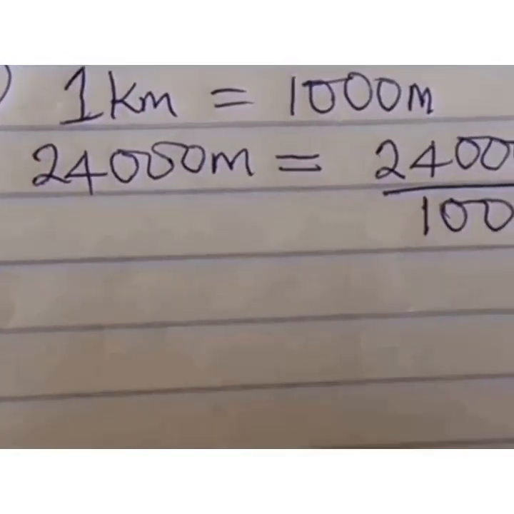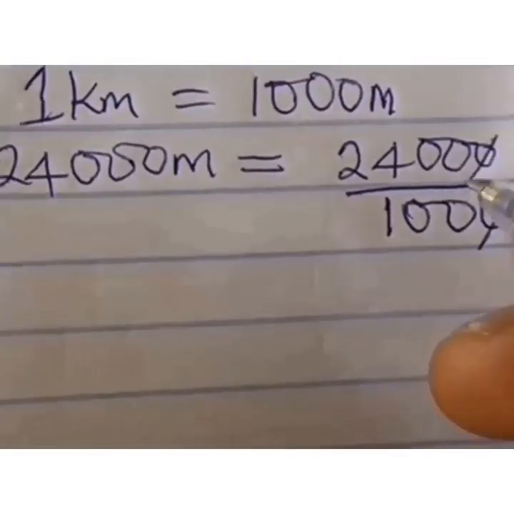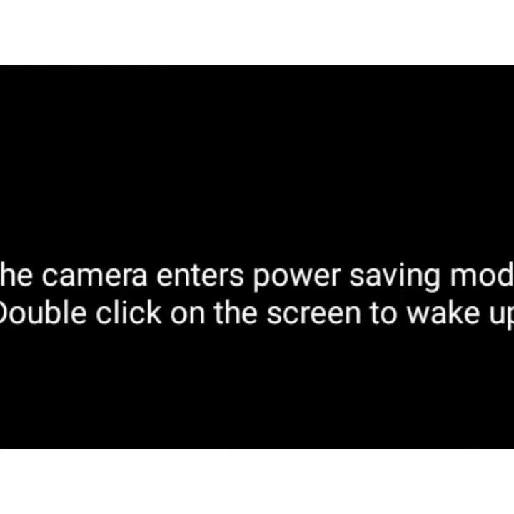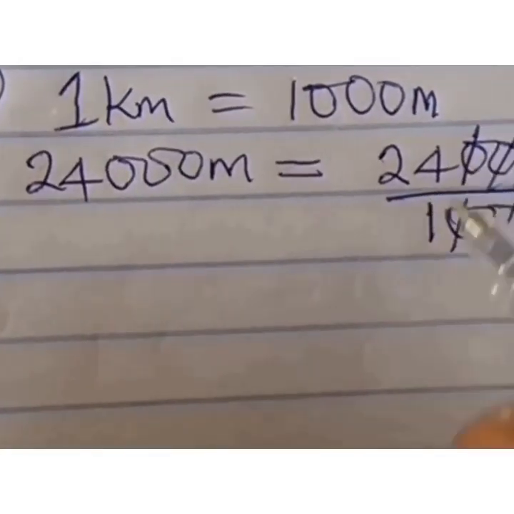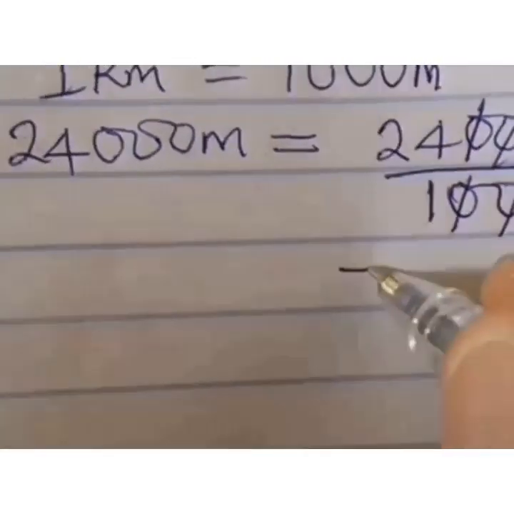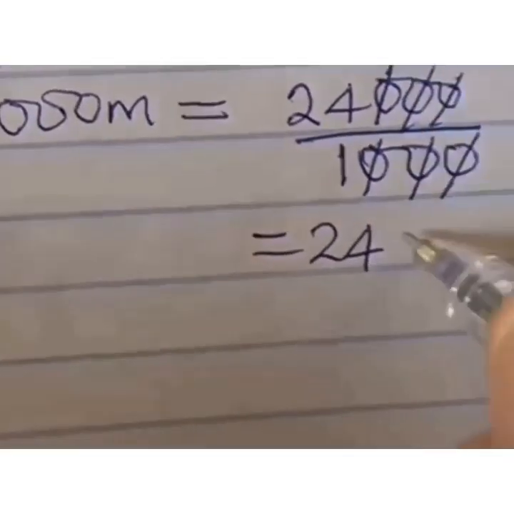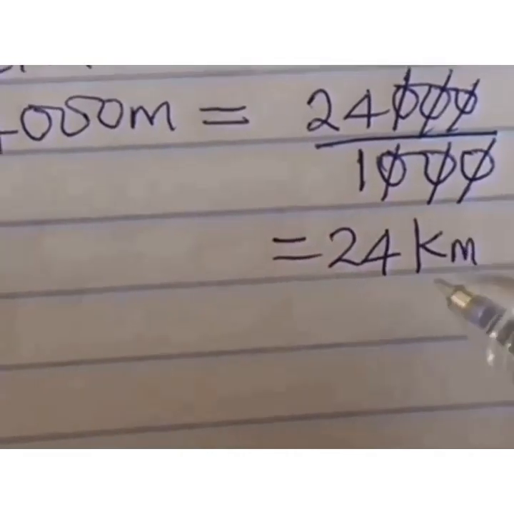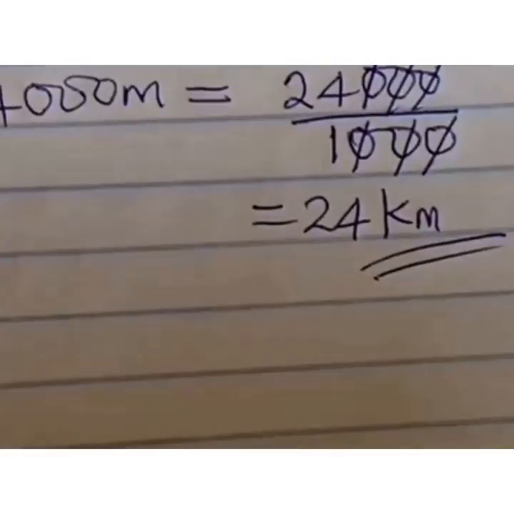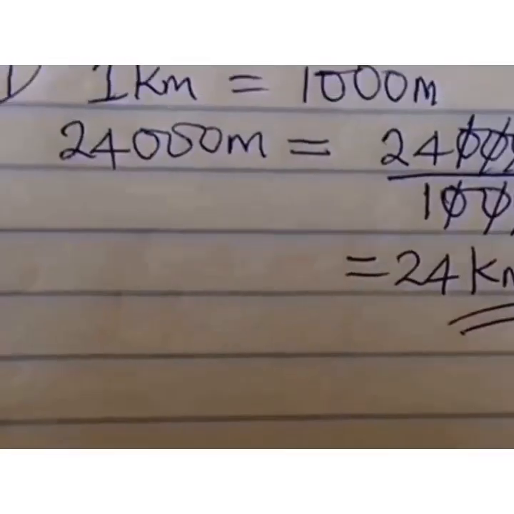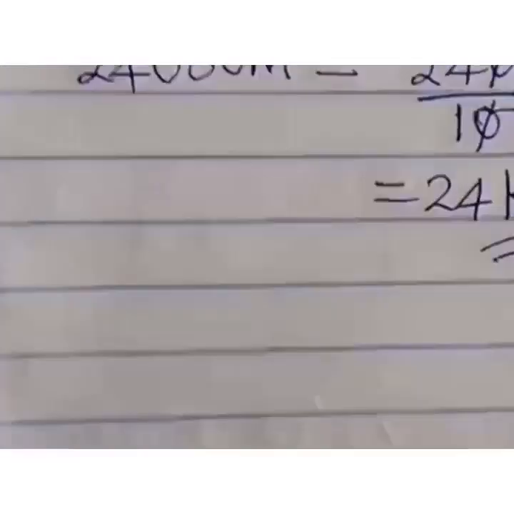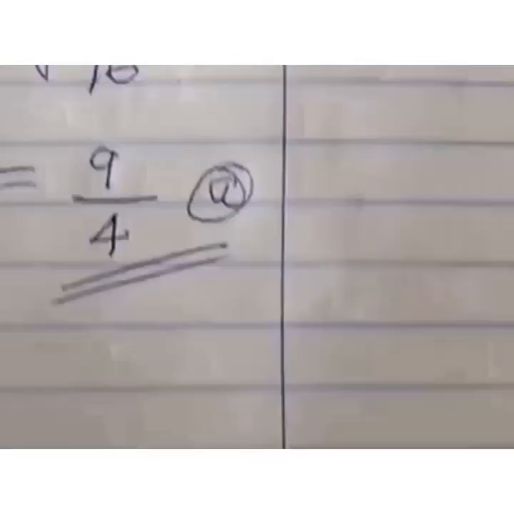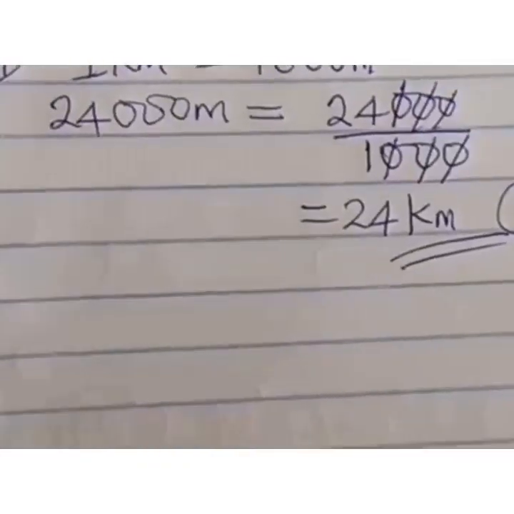When we divide by 1,000, the zeros cancel, so we are left with 24 divided by 1, which is 24. Remember, we're taking it to kilometers, so that is 24 kilometers. That is our answer, which is A. You can see we used just a few minutes to solve that. I'm taking my time to do this slowly so that you actually understand what we are doing.